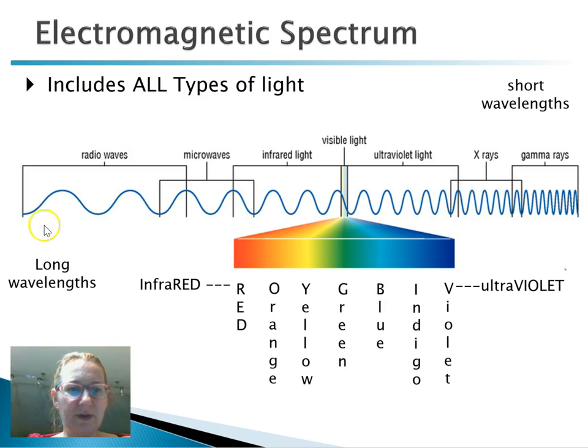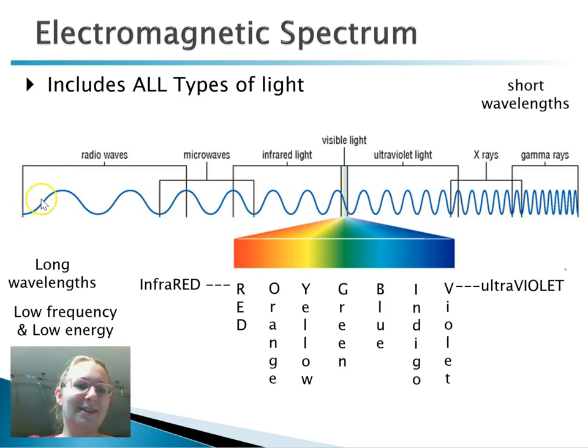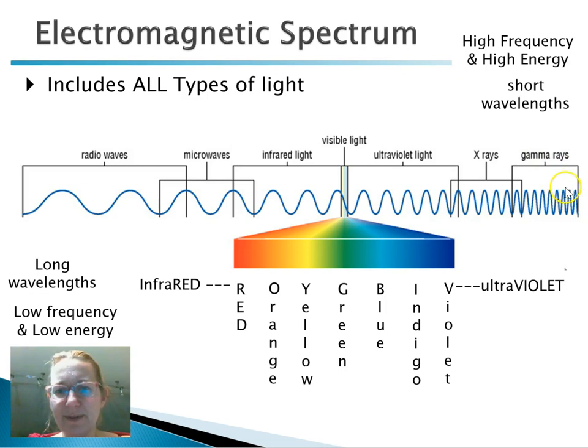Again, if we look over here, we have those long wavelengths, which means a low frequency, and these are the low energy waves of the electromagnetic spectrum. And up here with those really short wavelengths, we are getting the high frequency waves, and that means that gamma rays have the highest energy of waves.